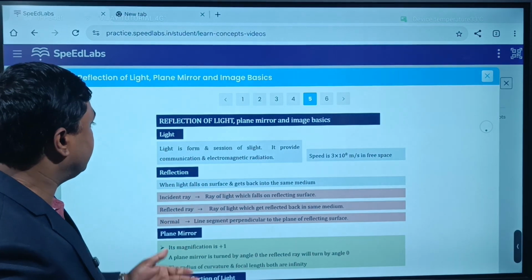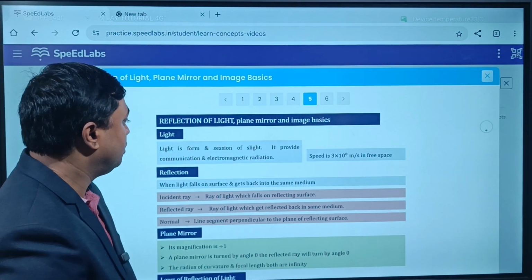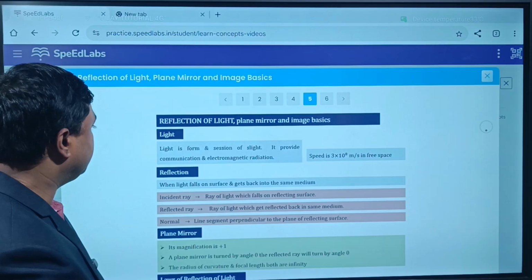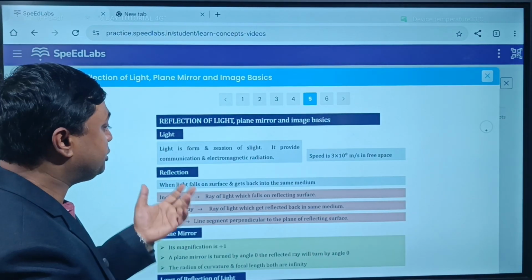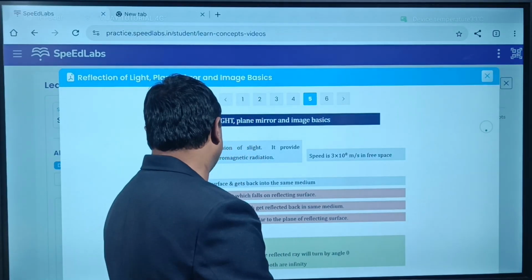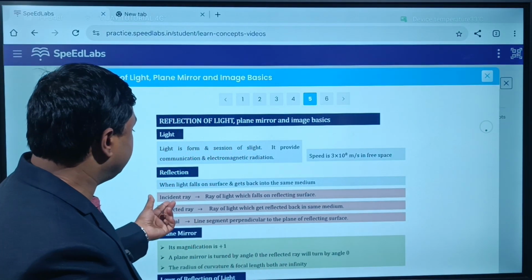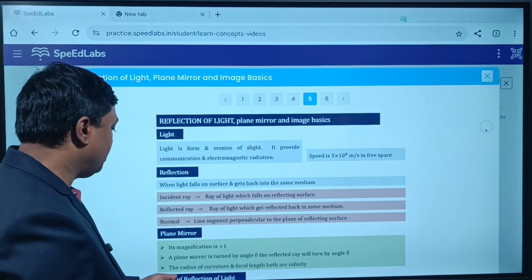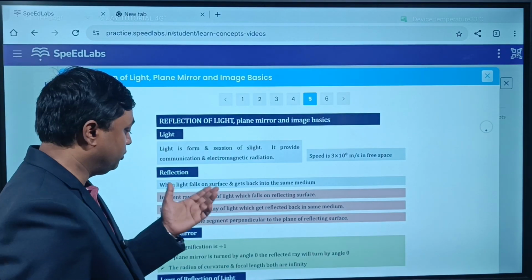Okay, here some definitions are there. Light is a form of energy, and it provides communication and electromagnetic radiation. What is the speed of light? Remember, the speed of light is 3 × 10^8 meters per second. The definitions are there: incident ray, reflected ray, normal. So you can see.